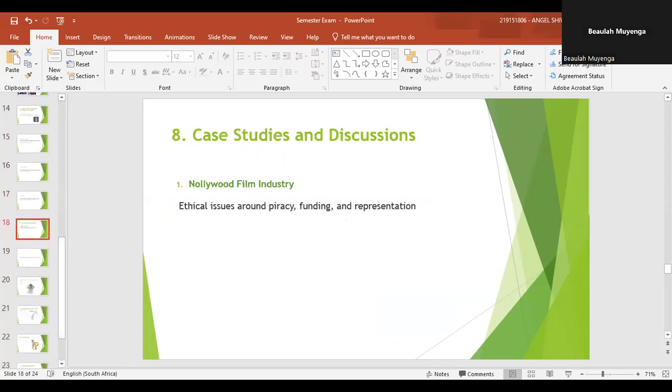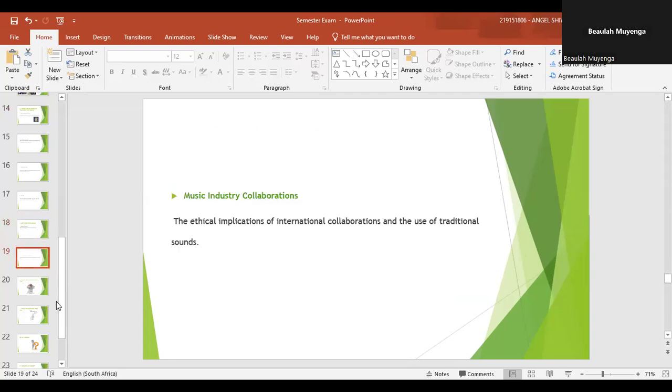Some case studies about Nollywood. We know about Nollywood. They have a piracy problem that is very, very large. They're losing a lot of money in revenue. Nigeria is facing a lot of piracy issues because films are being circulated on the street, pirated movies, and it's causing them a very huge problem.